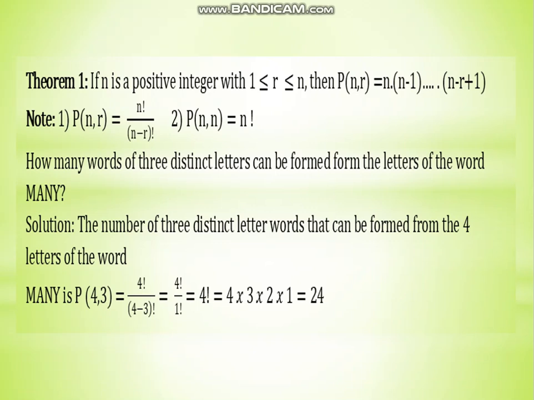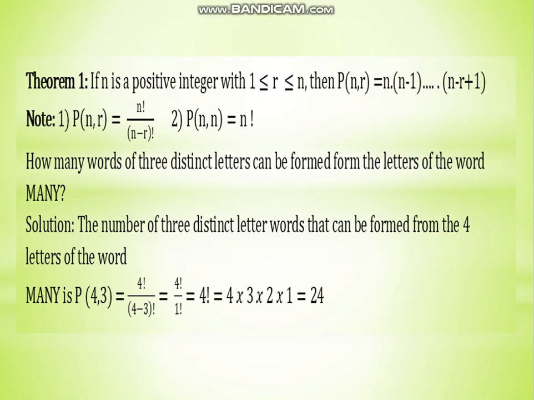So that is in the form of factorial can be written as PNR equal to n factorial upon n minus r factorial. And if you are arranging all of them, so that will be PNN, means total n number of objects to be selected and arranged. So that is done in n factorial number of ways.